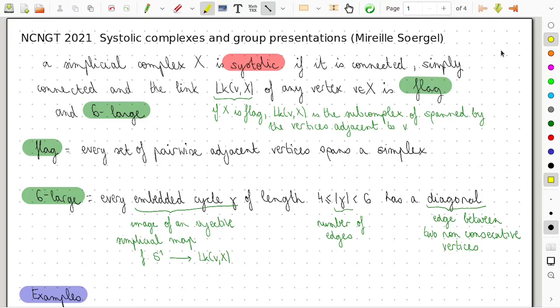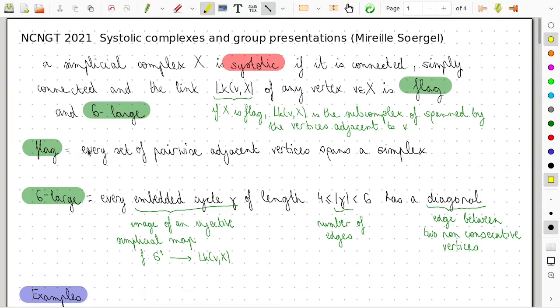To be more precise, a simplicial complex X is systolic if it is connected, simply connected, and the link of any vertex is flag and 6-large. A flag complex is a complex in which every set of pairwise adjacent vertices spans a simplex. So a flag complex is uniquely determined by its one-skeleton.